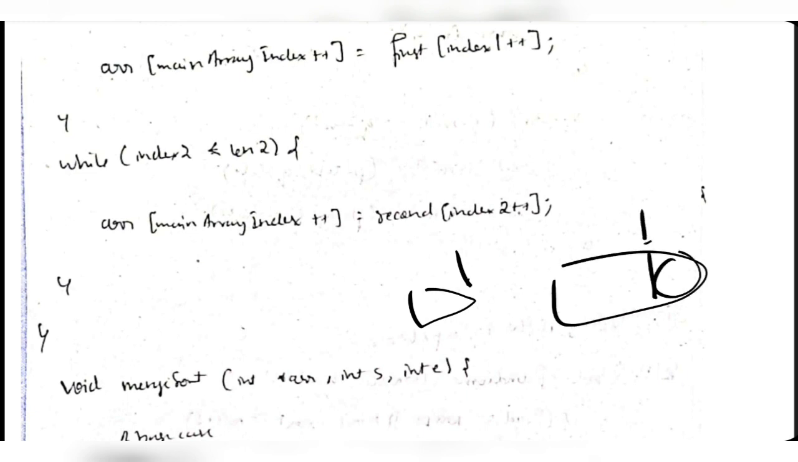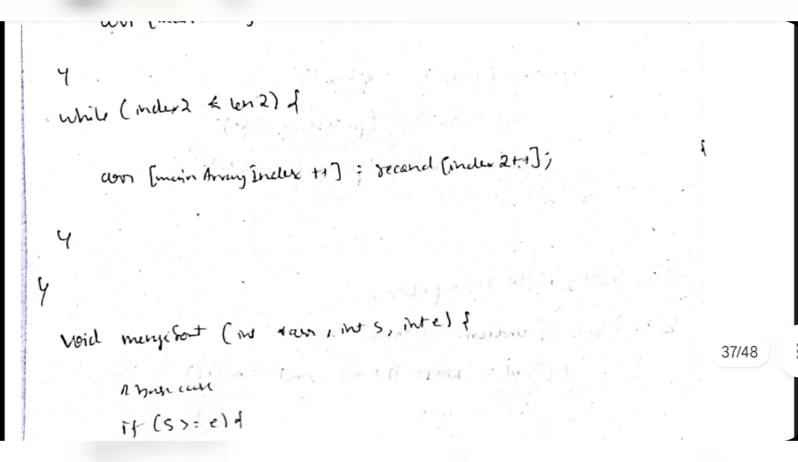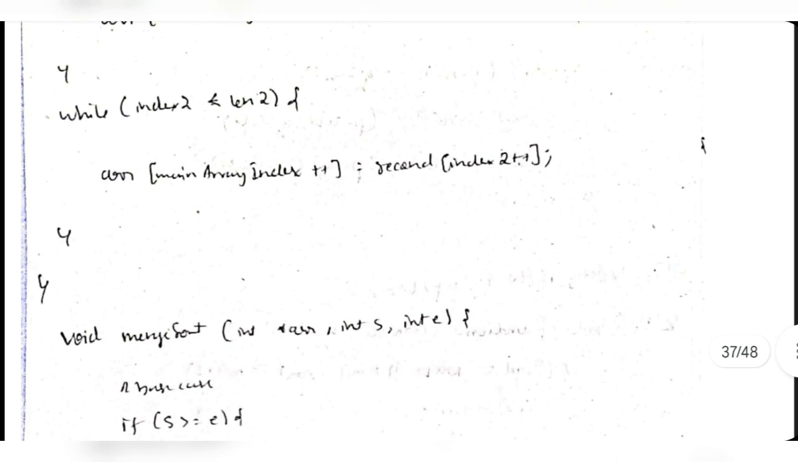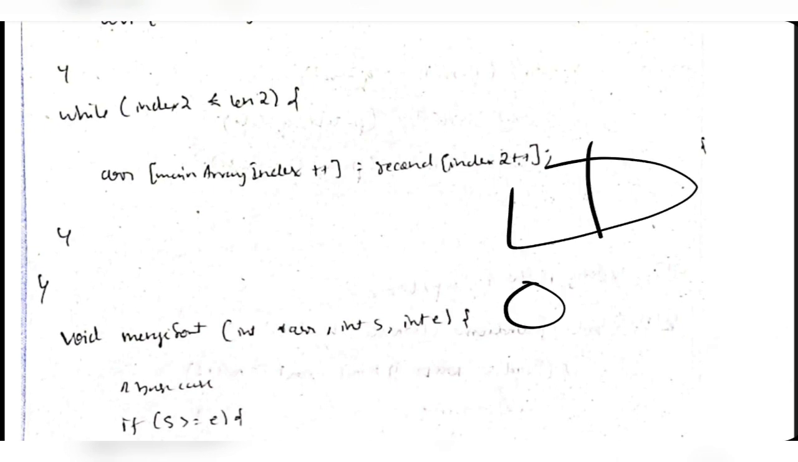Okay, so that will be copied. So this is how you compare and merge, but before that you should have divided the array into two parts. Now how is this happening, I'll be explaining that. So we'll be writing two codes, one for the merge and another for the merge sort.